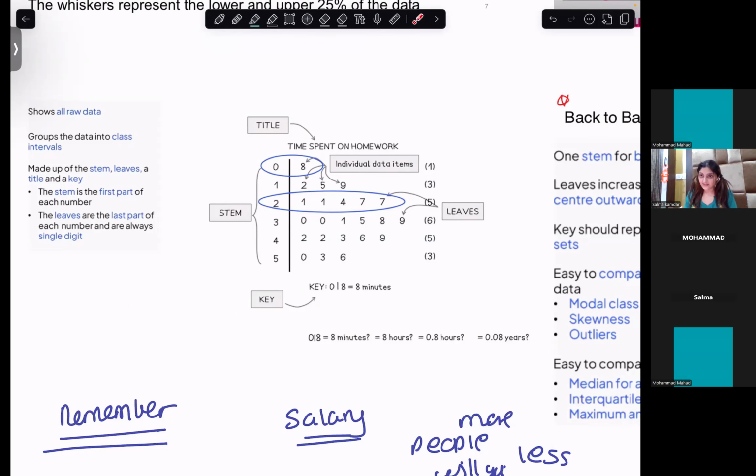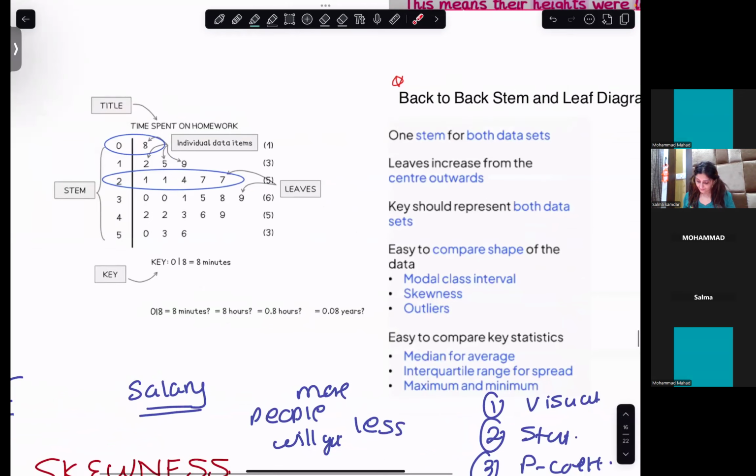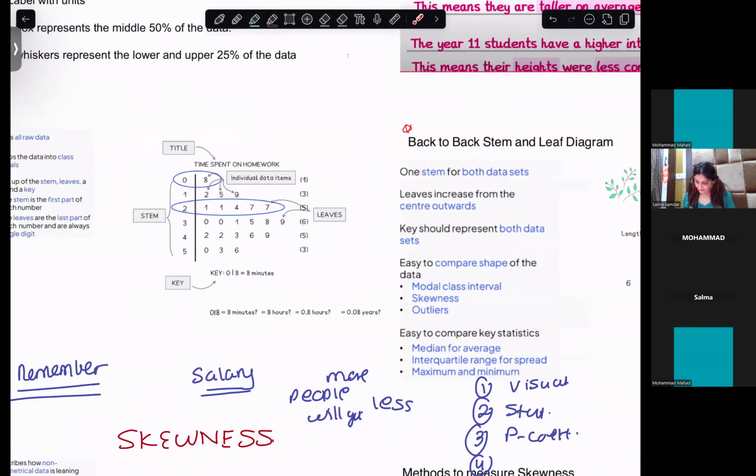How would you classify the stem and leaf? Can you have more than one stem, that means more than one digit in your stem? Yes. And in your leaf? A leaf is only supposed to be one digit. So leaves are always a single digit, and the stem can be more than one digit.